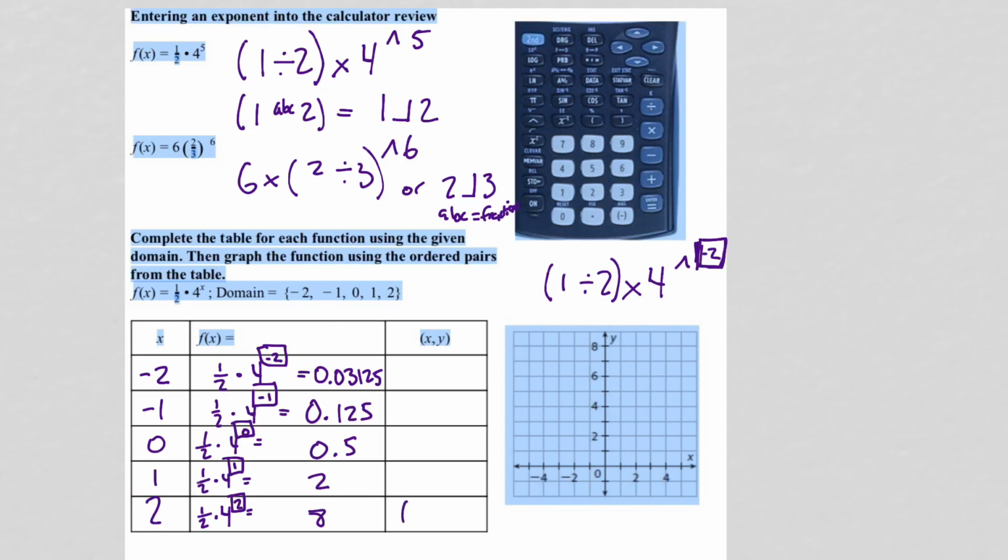And that's an ordered pair. That's the (2, 8), (1, 2), (0, 0.5), (-1, 0.125), and (-2, 0.03125).